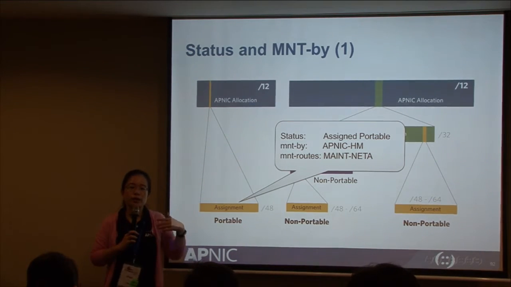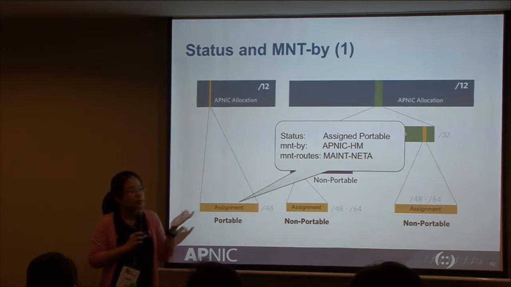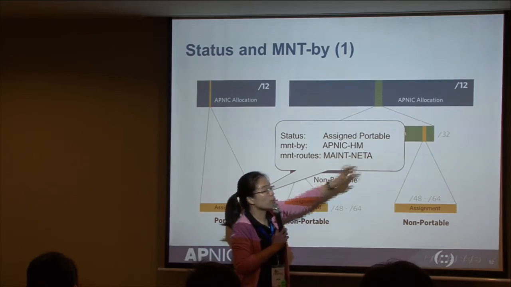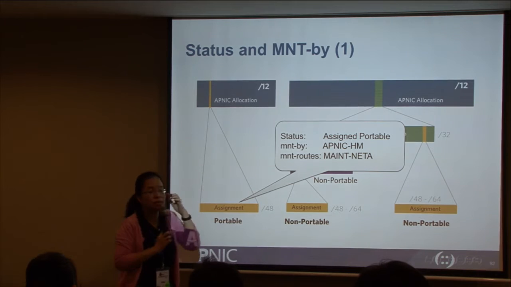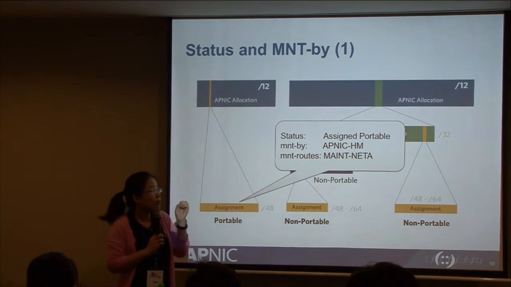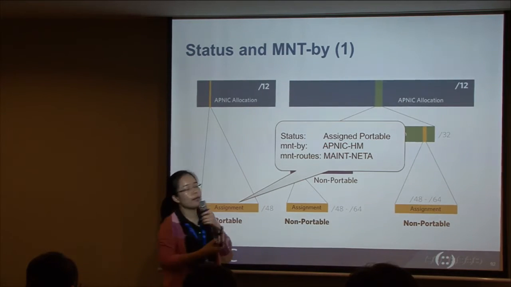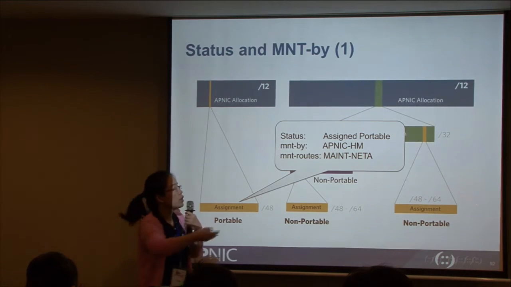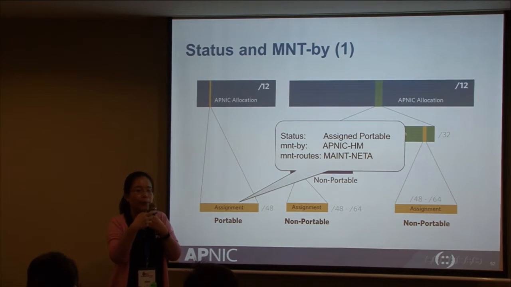I will announce a prefix and I want to create the routes in my APNIC. Who will create? Here, who has the maintainer of network A? Who has the maintainer of network A? So he can create the route objects. He can create route objects for himself, for this block. So this is for one case, if this is an assigned portable address, then it will be maintained by the hostmaster, and the routes will be created if you have the maintainer. If you have the maintainer of this network, you can see it is different from the previous one.